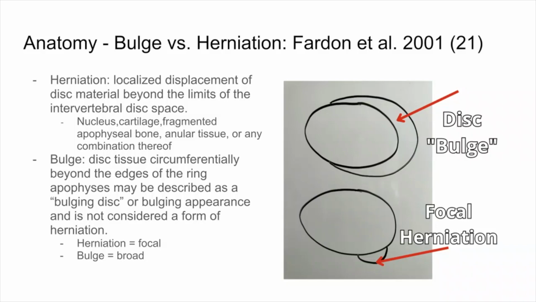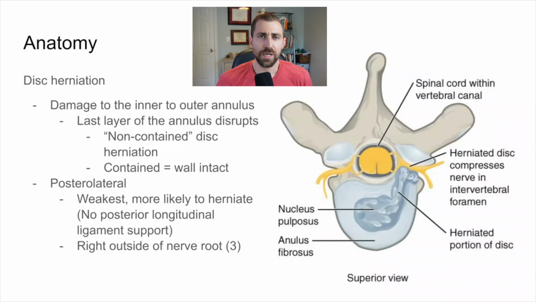Now, if you look at the disc bulge, which is the image right above that, it's defined as disc tissue circumferentially beyond the edges of the ring apophyses, I'm not sure if I'm saying that right, and may be described as a bulging disc or bulging appearance and is not considered a form of herniation, okay? So the disc bulge, looking at the image above, you can see, yes, it's kind of beyond that ring, but a lot of it's beyond that ring. So looking at the definitions, the herniation just seems to be much more focal, whereas the bulge looks a lot more broad.